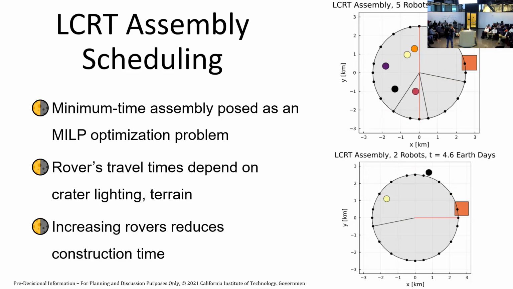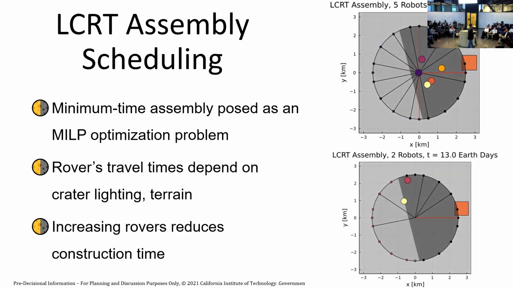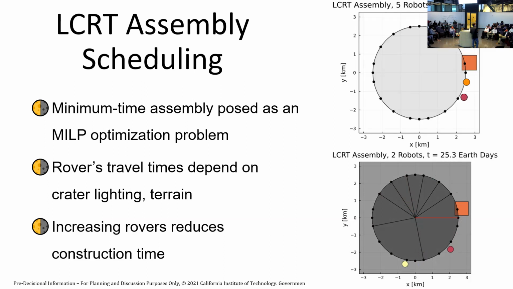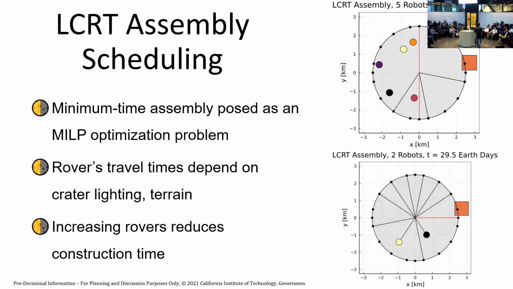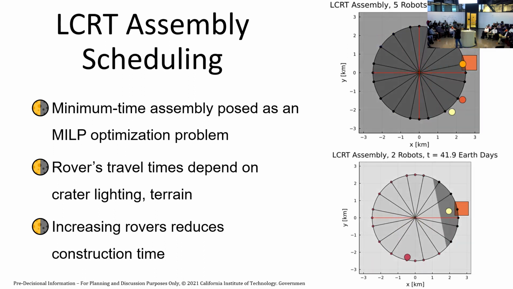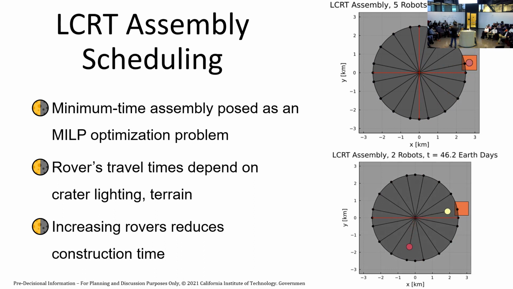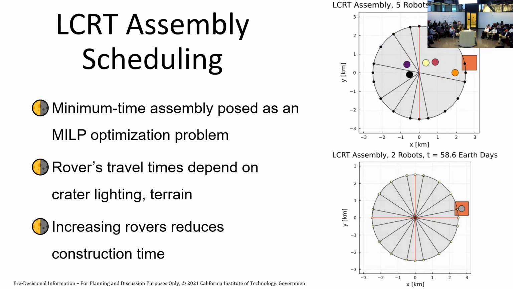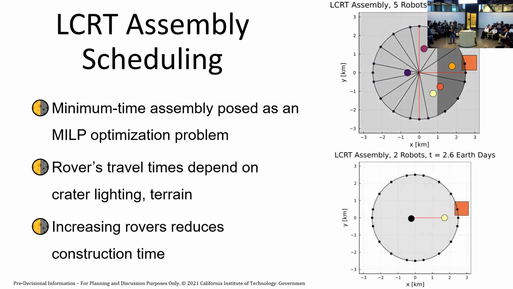So here is work. Again, I told you I do multi-agent systems. Here is some work on how many robots you need to build. So there's a comparison between a 5-robot case and a 2-robot case. And what you'll see in the top picture is everything gets built before lunar night sets in, which means the robots themselves don't have to survive lunar night. They can just die during lunar night. The second option at the bottom uses only 2 robots, but these robots have to survive lunar night.